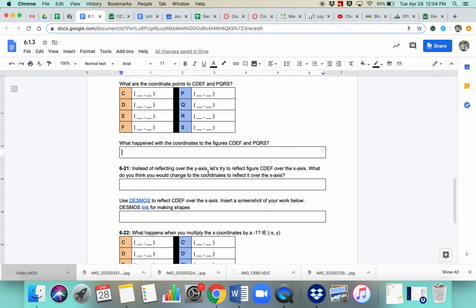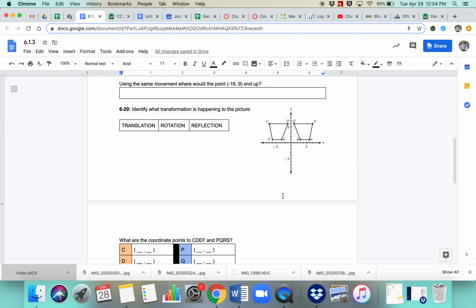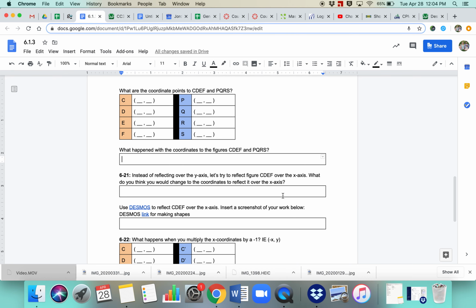So instead of reflecting over the y-axis, let's try to reflect the figure CDEF over the x-axis. So I just gave you the answer if you were listening. So what do you think you could do to change the coordinates to reflect over the x-axis? So right now we're just thinking about what we would do to change it instead of over the y, over the x. So there was something that happened here. Could you do that same thing just with the different letter, with the x versus the y? And then you're actually going to go to Desmos to reflect CDEF over the x-axis. Insert a screenshot right here to show your work.